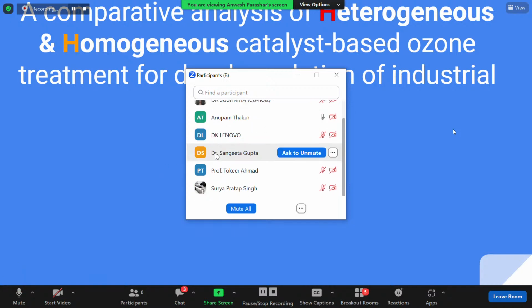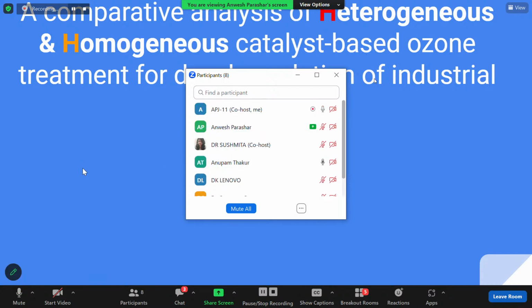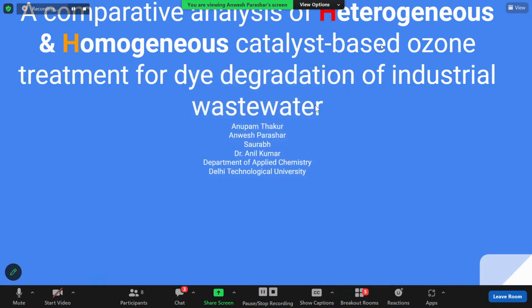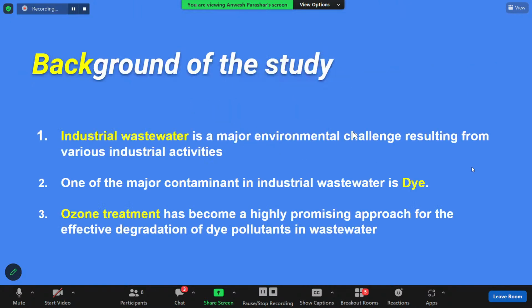So this is a review paper on a comparative analysis of heterogeneous and homogeneous catalyst-based ozone treatment for degradation of industrial wastewater. I am along with Anvesh Parasar, Saurabh, and under the able guidance of Anil sir.